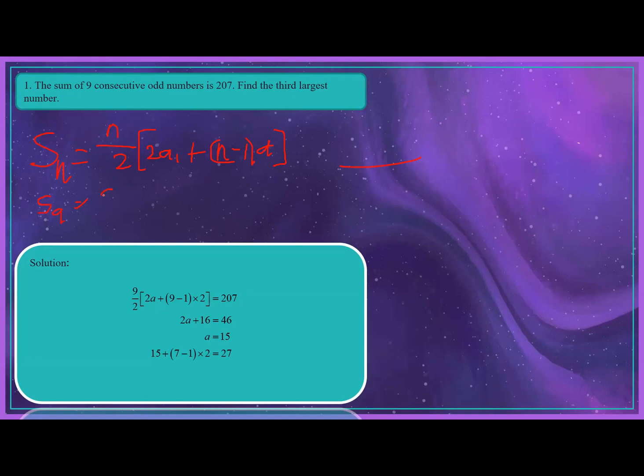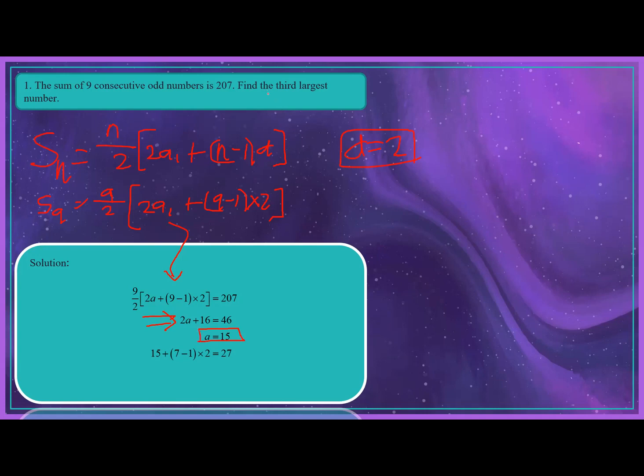Okay, so if we have consecutive odd numbers, this means our difference d would be equal to 2, right? Okay, so this is 9 over 2 times 2a sub 1 plus 9 minus 1 times 2. Okay, so if you have this equation in your solution box, simplifying, you'll get this second equation. And solving for a gives us a equals 15. Okay, so this is our a.